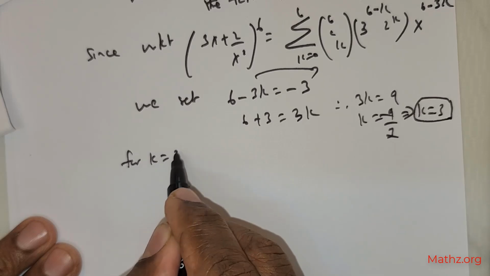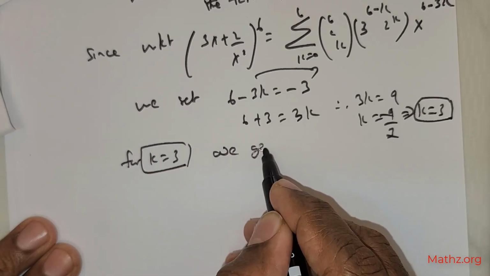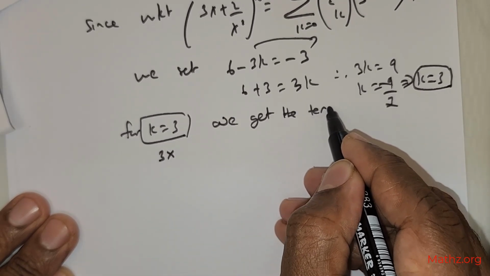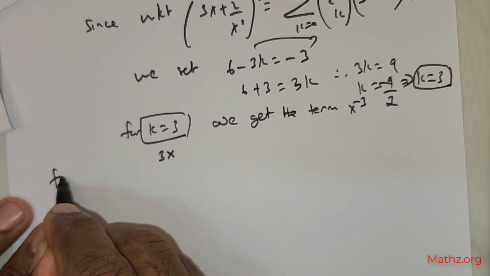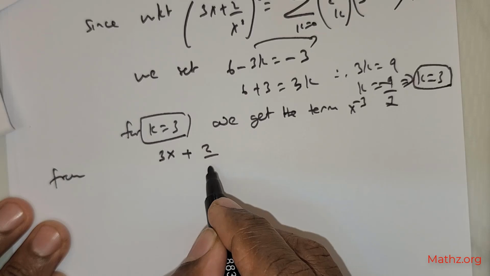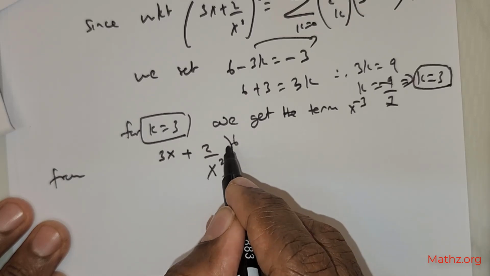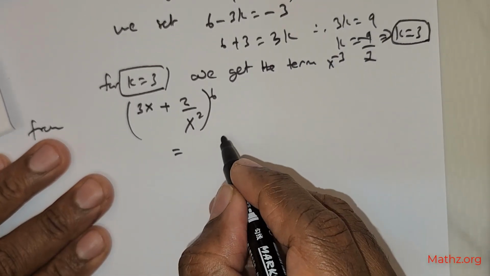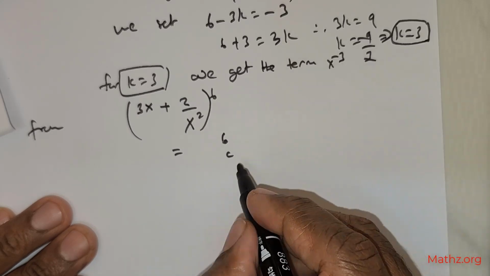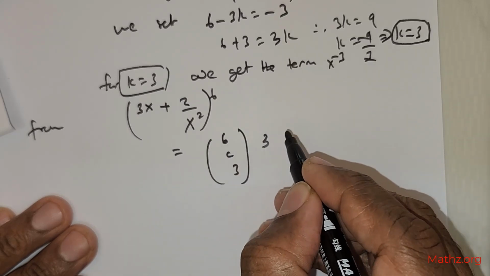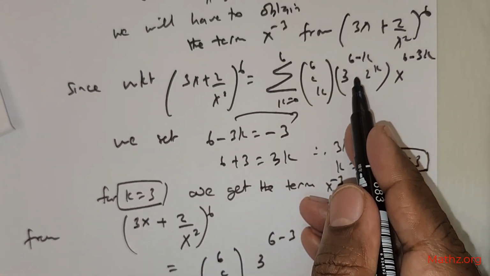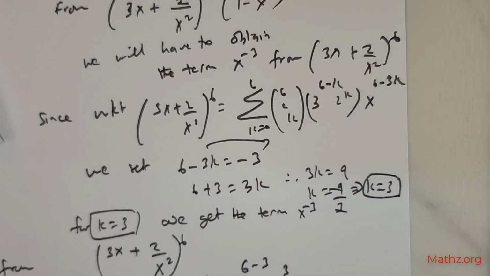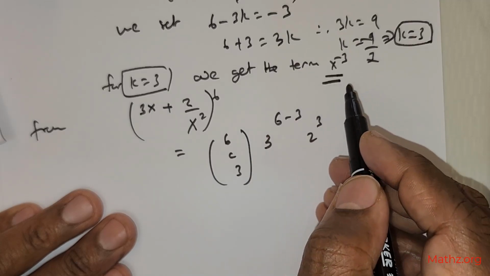So for k is equal to 3, we get the term x raised to the power of negative 3 from (3x + 2/x²) raised to the power of 6. Now that is obtained from here. So this is equal to 6ck is equal to 3 times 3 raised to the power of 6 negative 3 from here times 2 raised to the power of k is equal to 3. Now this goes off, right? Because that is what we are actually looking for, x raised to the power of negative 3.